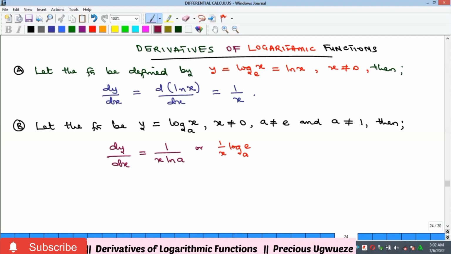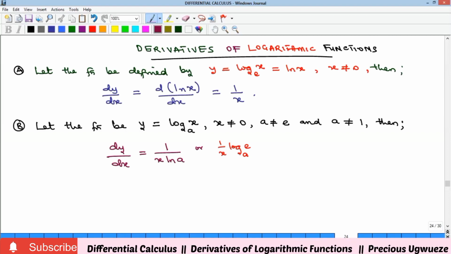So in this video we're going to consider the concept of derivatives of logarithmic functions. Alright, so there are two types of logarithmic functions to be considered. A logarithmic function where we have a base of the Euler number. This e is called the Euler number.